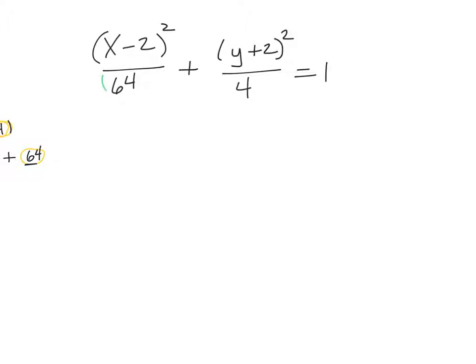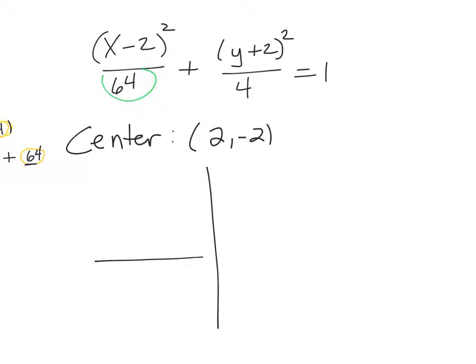Now I'm going to go ahead and graph that, and we're always looking at which denominator is bigger. Because the denominator under the x term is bigger, it's going to open horizontally. Next we need to look at our center. Our center is at 2, negative 2. Now I'll graph, putting my center in first. There's my center at 2, negative 2. For my x term, I go left and right, and we look at that denominator, take the square root of 64 and get 8. So I'm going to go left and right 8 units.